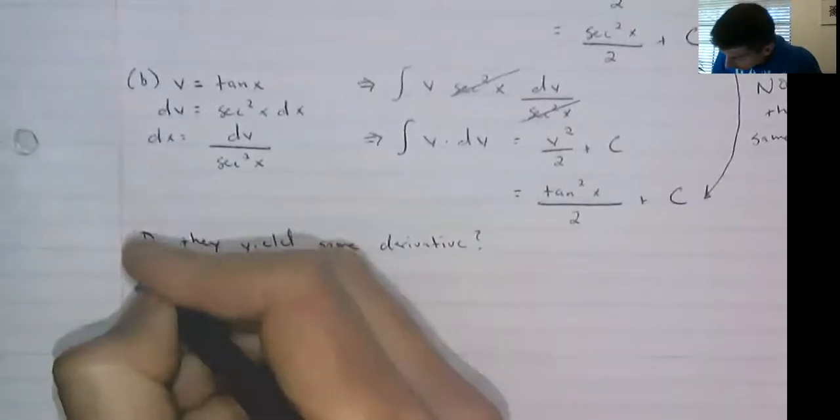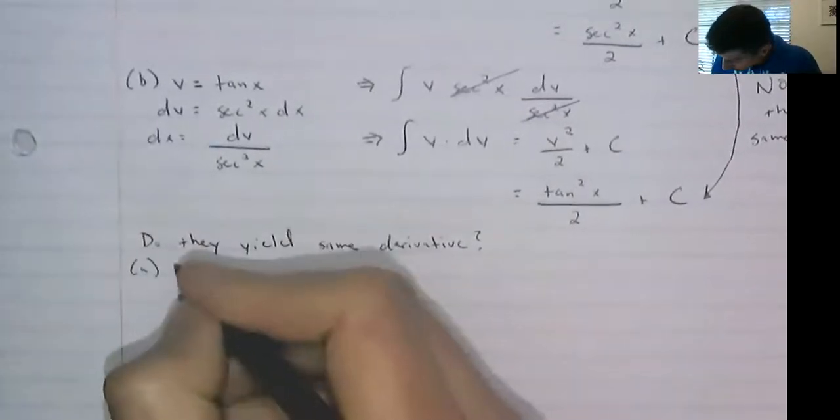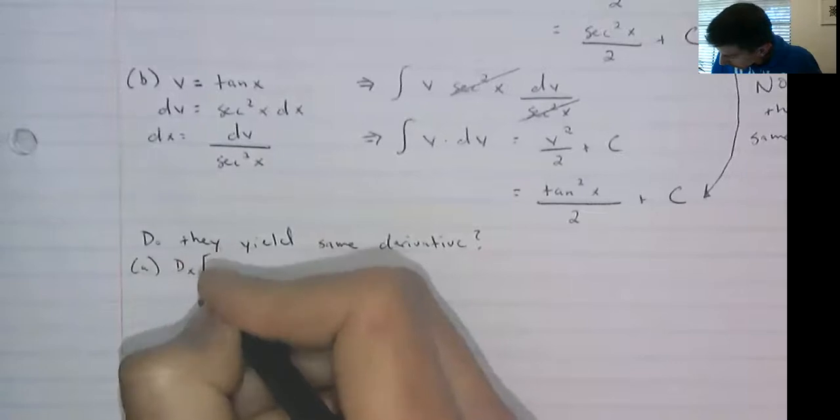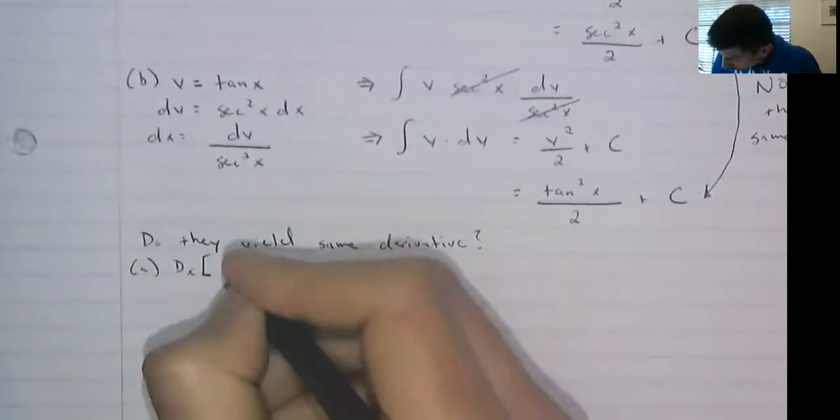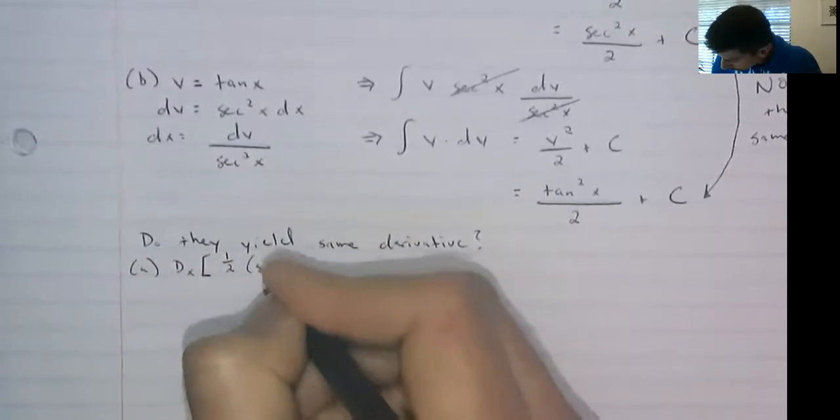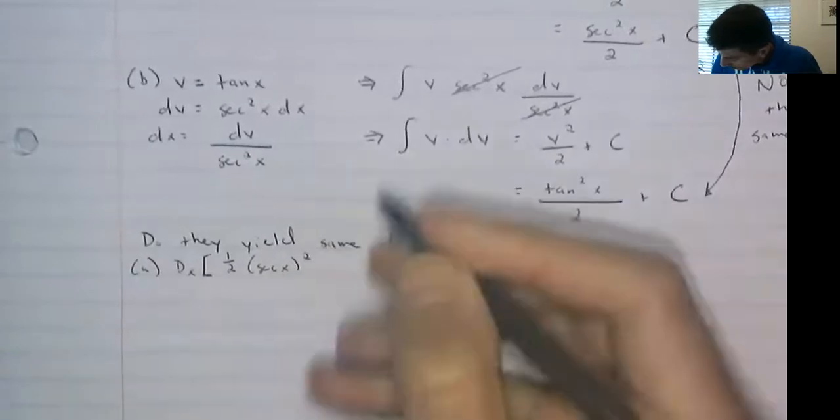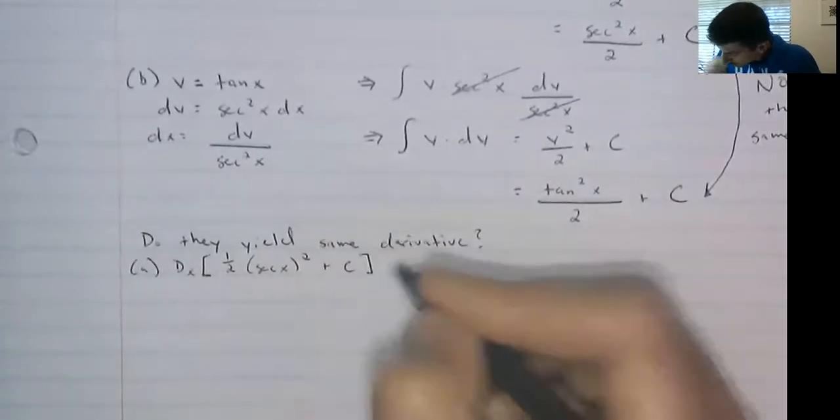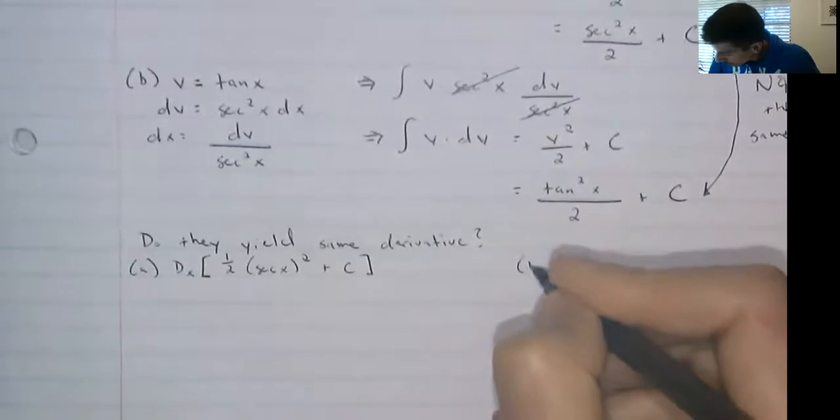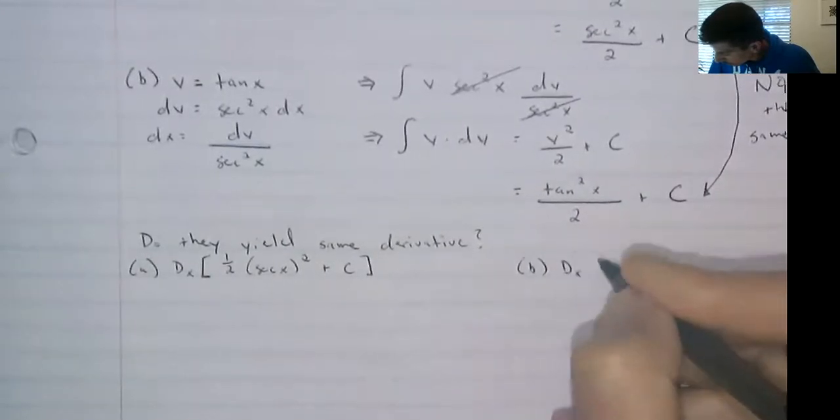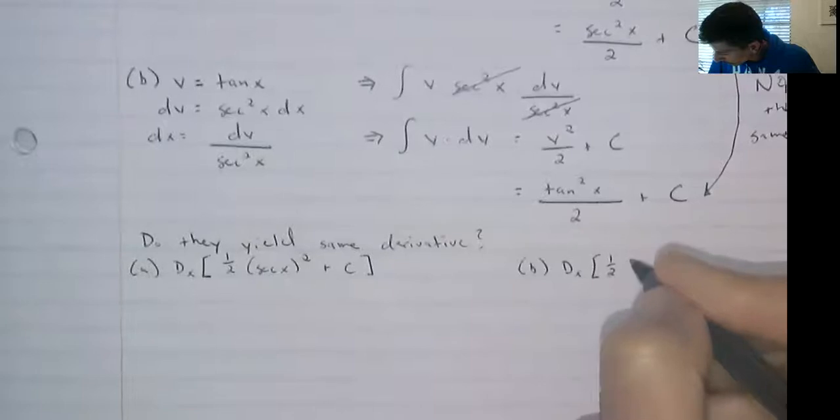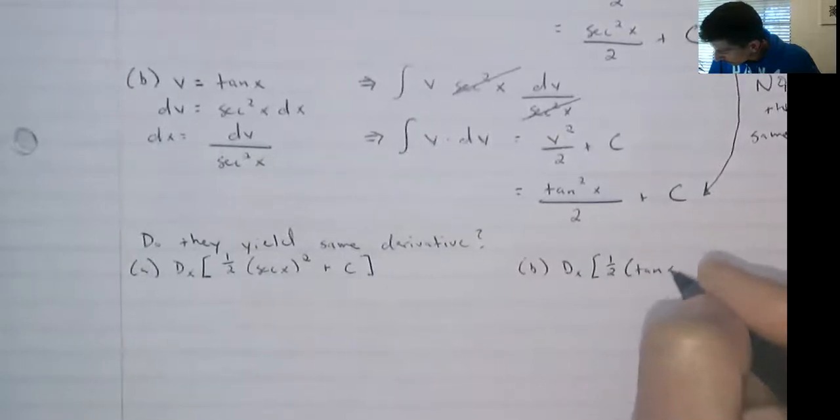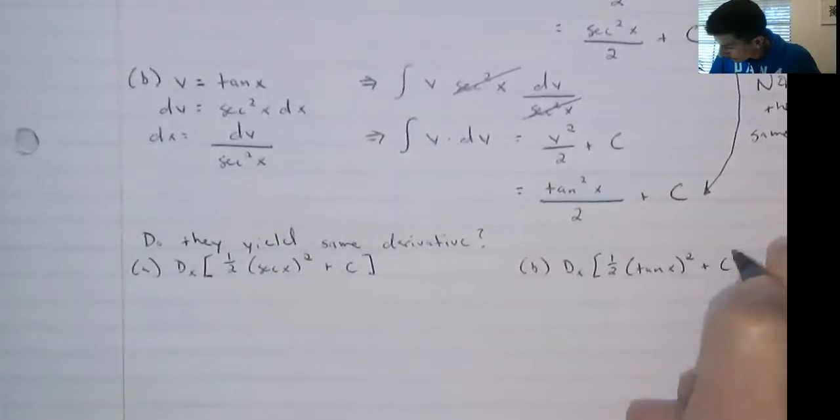So for A, we would take dx of 1/2 secant of x squared plus c. And for B, we're going to take dx of 1/2 tangent of x squared plus c.